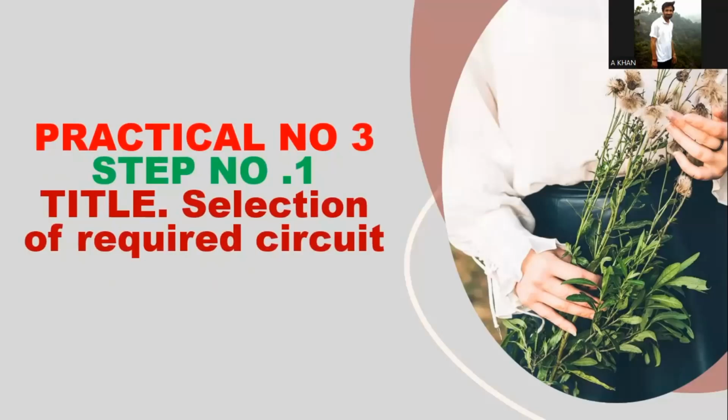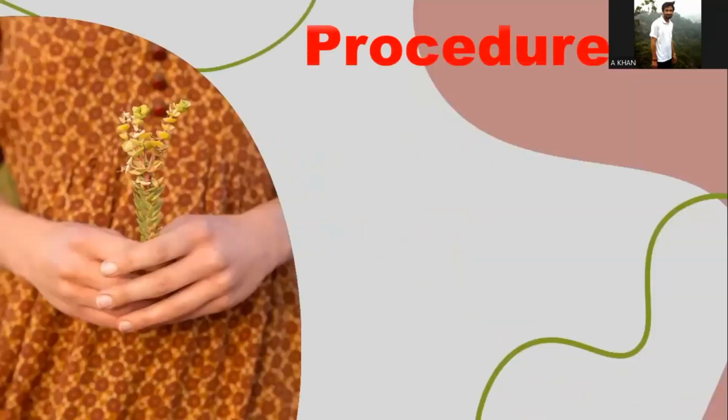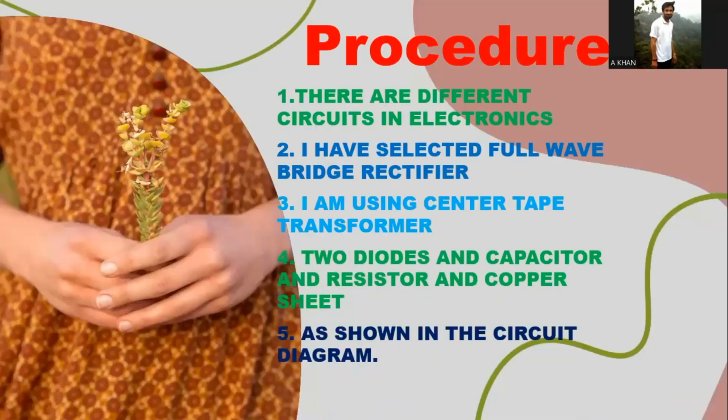Today we will talk and learn practical number 3 and step number 1. The title of this practical is Selection of Required Circuit. Procedure. There are different circuits in electronics. I have selected full wave bridge rectifier.